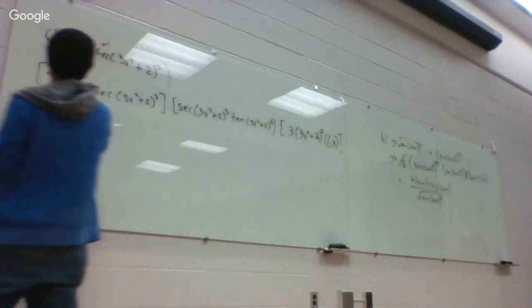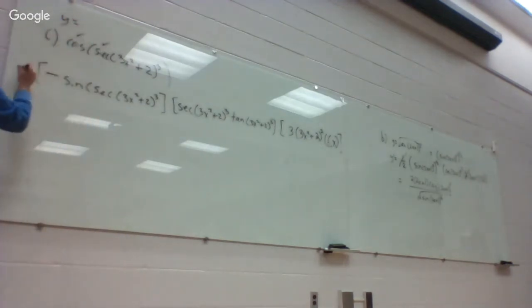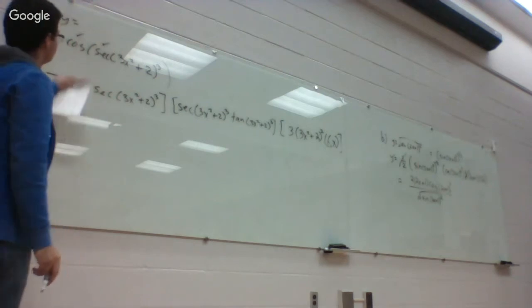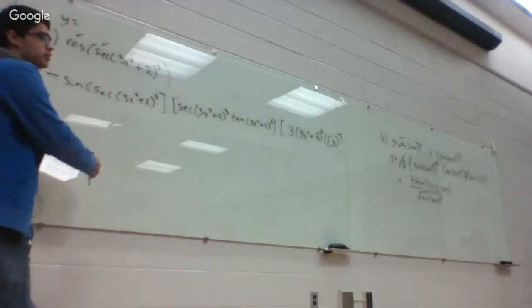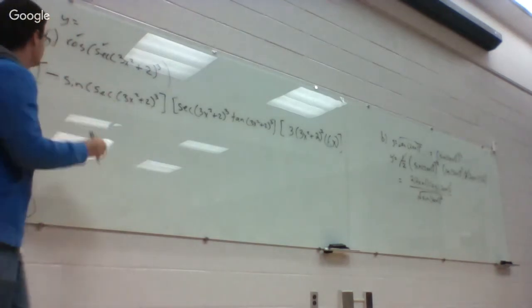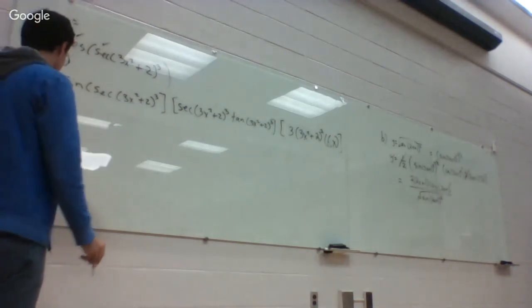Again, the basic idea is to not lose track of where you are in each step. Take the derivative of the outside and keep moving inside. And then you will need to simplify this.